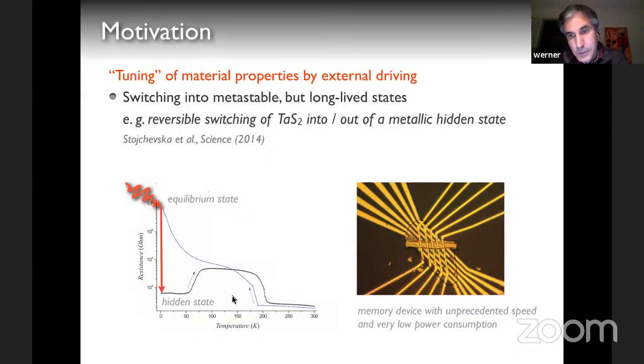And the Mihailovic group has already produced a memory device which operates based on this switching into and out of the hidden state. And this is a memory device which works at an unprecedented speed, so many orders of magnitude faster switching times than semiconductor-based memory devices. And also this device has a very low power consumption. So this example shows that having access to and control over these non-equilibrium phases of correlated matter may very well have future technological applications.